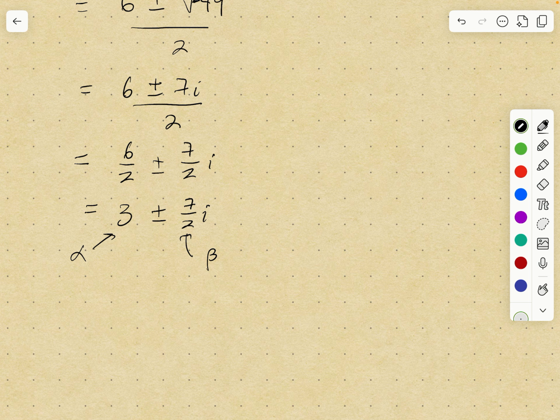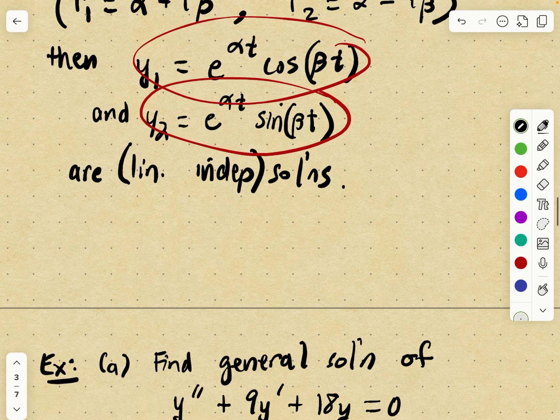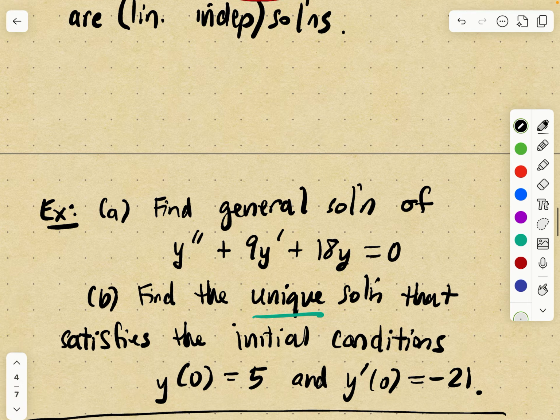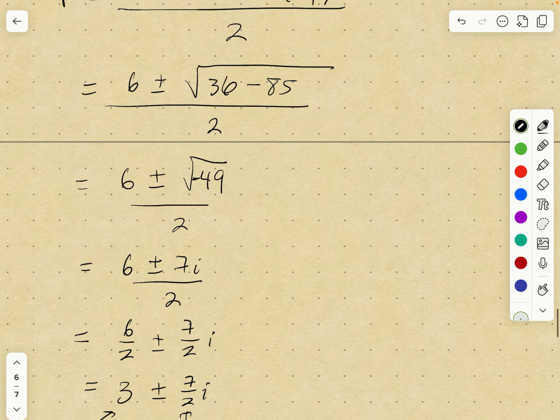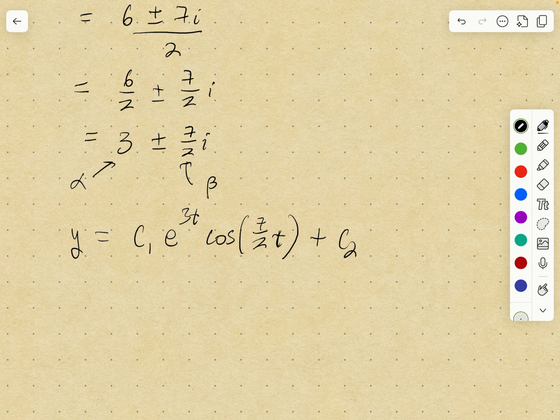So we have case 3 now. Case 3. This one. If you get two complex conjugate roots, then your y1 is e to the alpha t cosine beta t, y2 is e to the alpha t sine beta t. So in this case, we have alpha is 3 and beta is 7 over 2, and so our general solution is y equals c1 e to the alpha t cosine beta t, so that's this, plus c2 e to the alpha t sine beta t.